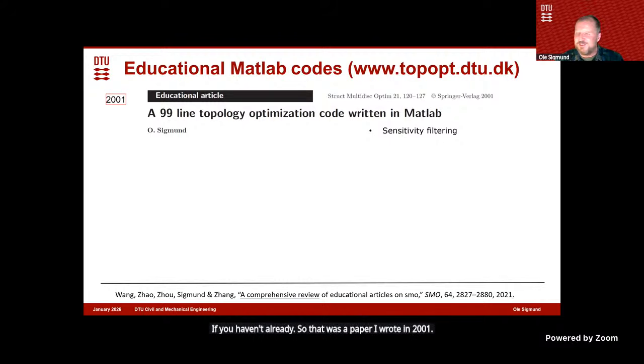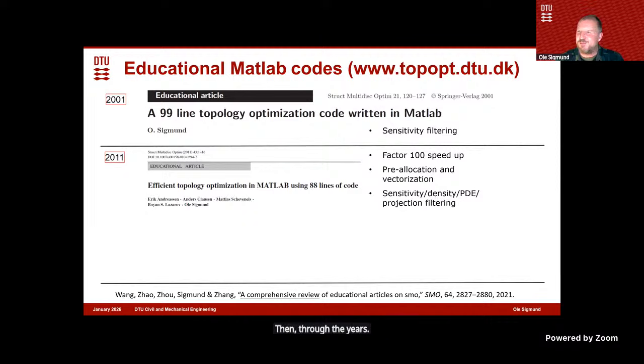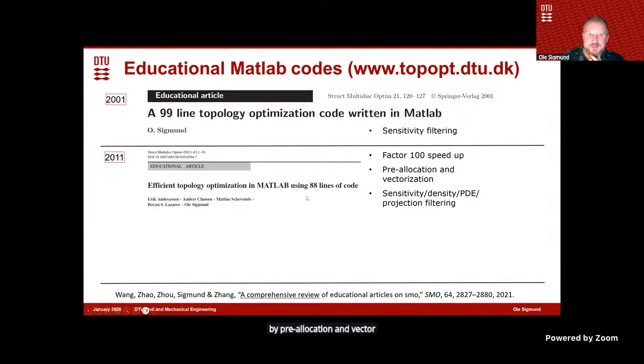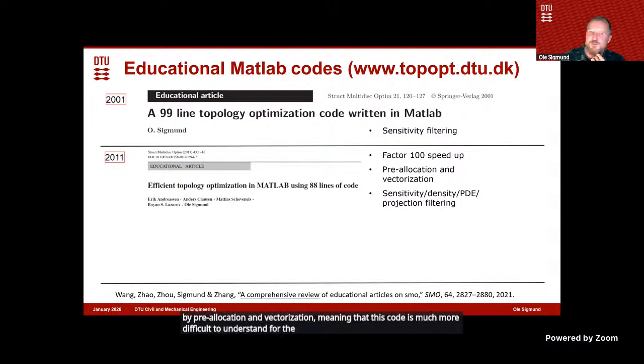Then through the years, almost every decade, we have improved on this. So in 2011, we sped it up with a factor of 100 by pre-allocation and vectorization, meaning that this code is much more difficult to understand for the beginner, but it's also much more efficient. So definitely it's recommendable, and it has these different filtering techniques that I shortly alluded to.